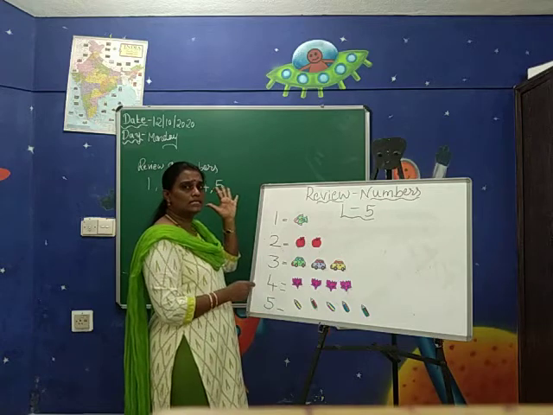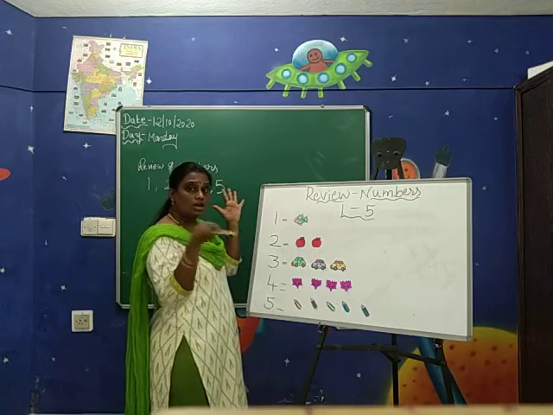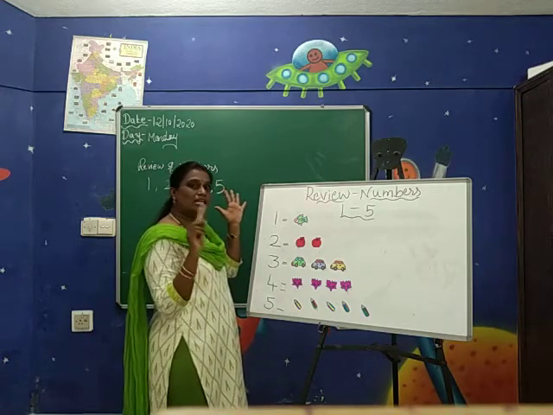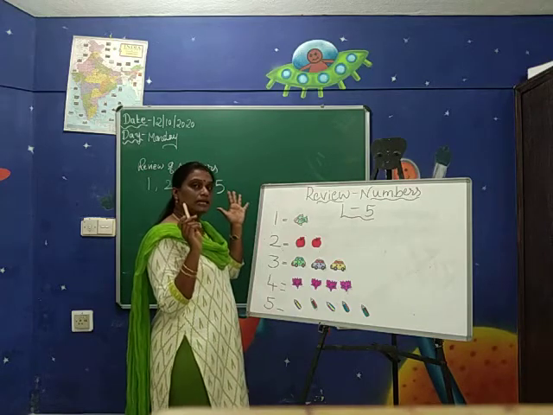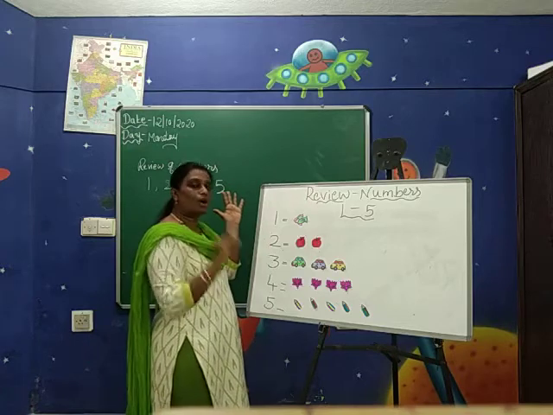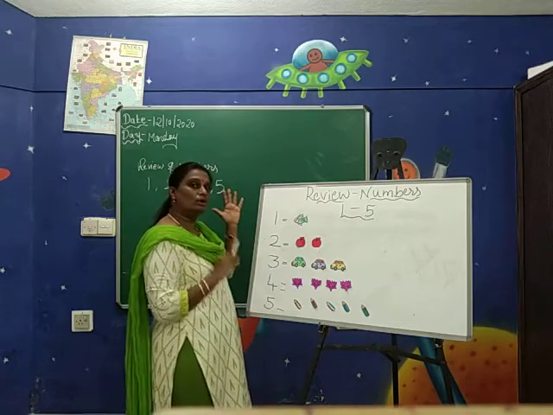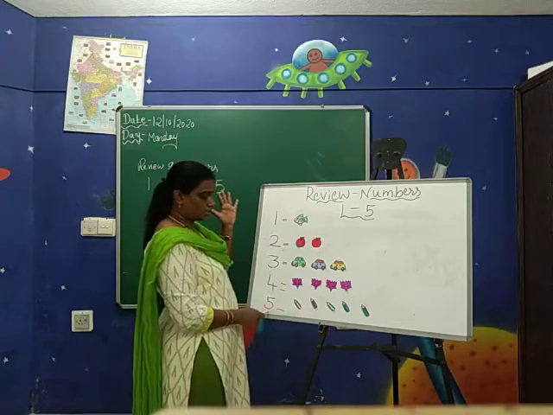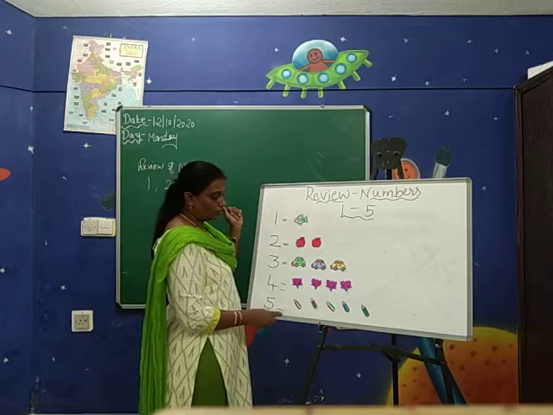We have to count like this using the small objects which are available at home, like beads, buttons, pencils, crayons, blocks. Like that, you use simple things and count and show to your mama, up to 1 to 5. Yes. Next, what is this number?